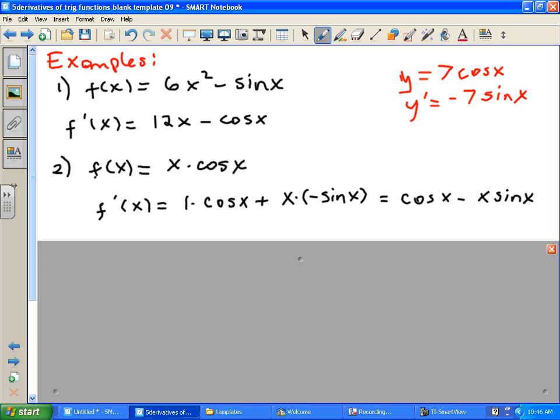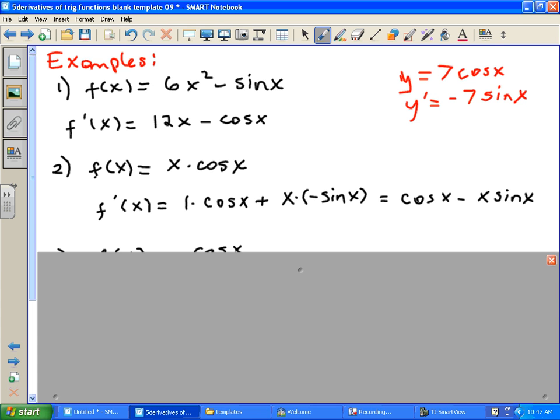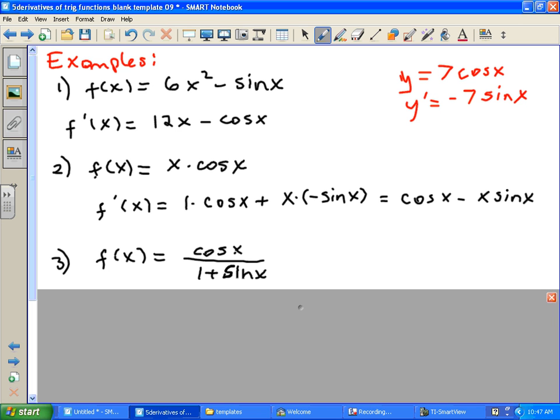Okay? All right. Yes, for that question, you can leave it just like that. Okay, how about this example? And before we look at that example, any questions about the first two?